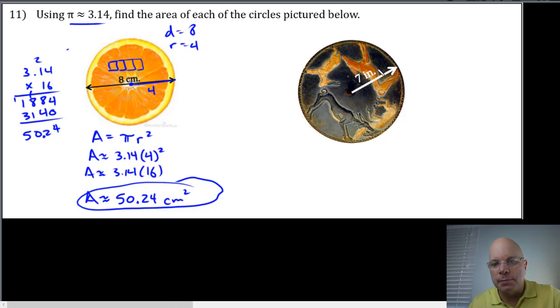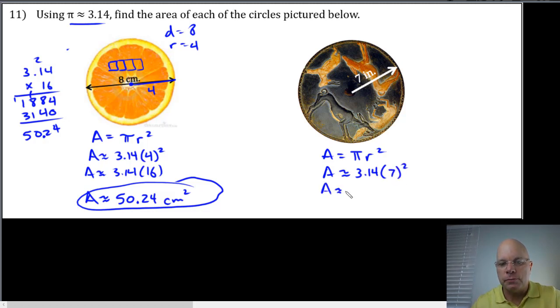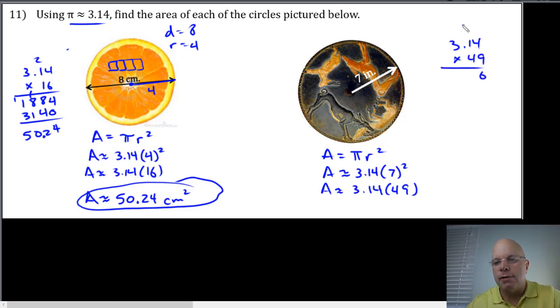For this plate, this sort of ancient looking plate, we have same formula, pi r squared. So area is approximately 3.14 multiplied by, this time we are given the radius, so 7 squared. So 3.14 multiplied by 49. Four nines is 36, carry the 3, 1 9 is 9, and 3 is 12, carry the 1, 3 9s is 27, and 1 is 28.